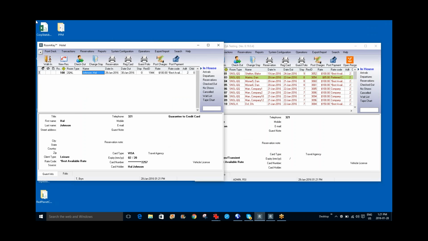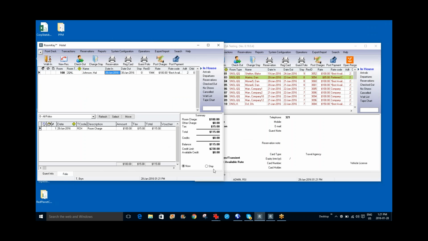Next is for properties with Shift4, Sage, and Heartland interface. Here I have Hal Johnson, and Hal is in for 2 nights. So the credit limit is $230. Now I don't actually have it authorized, but the authorized transaction is at $203, let's say. So that's how much we took from the credit card.